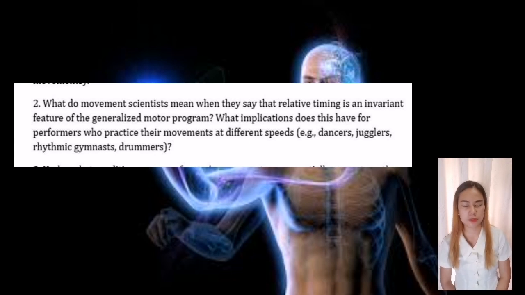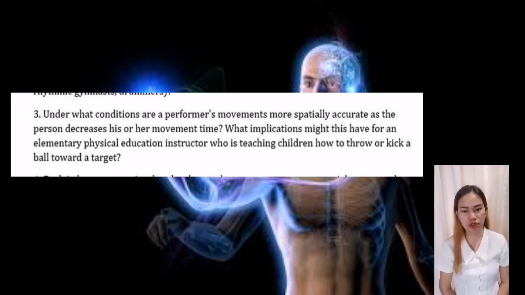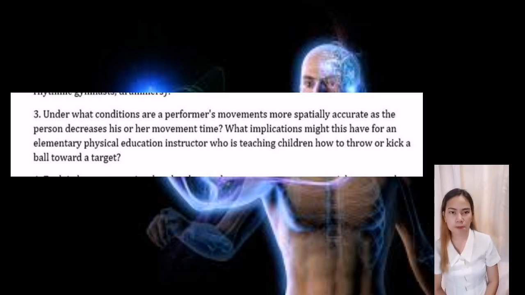Next question is, under what conditions is a performer's movement more especially accurate as the person decreases his or her movement time? What implications might this have for an elementary physical education instructor who is teaching children how to throw or kick a ball toward a target?